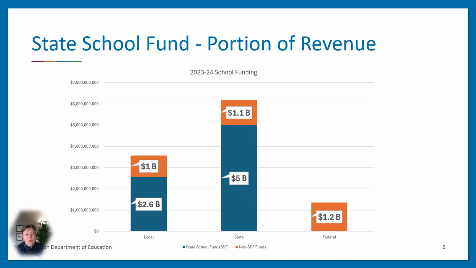So you can see for local resources, that's probably about 2/3 that is the local funds that are part of the State School Fund. And then for state resources, you can see we've got about 5/6 of that source of funding is part of the State School Fund. Now, on the other hand, we have federal resources, which are not at all part of the State School Fund.